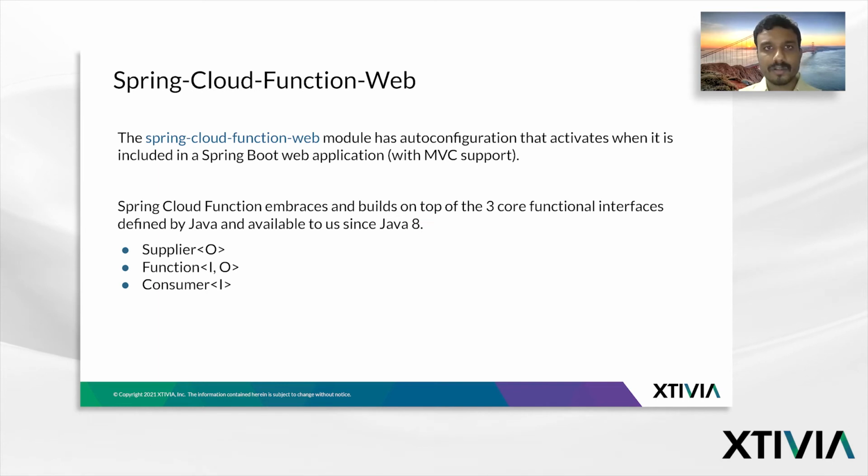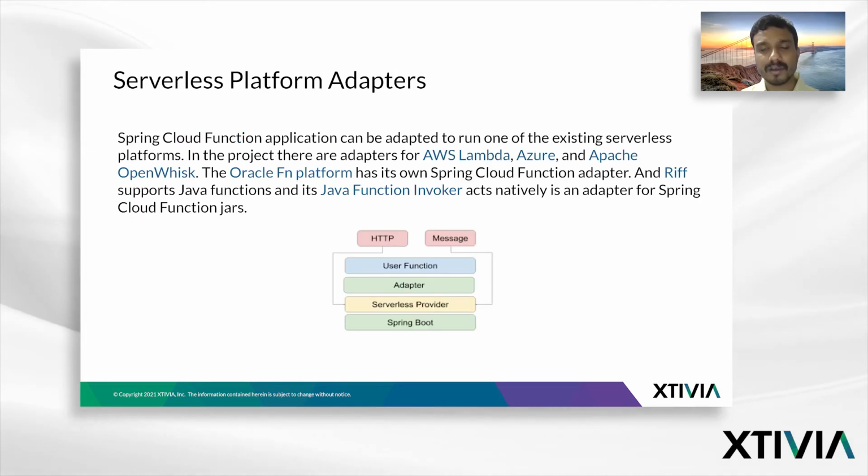Now, in order to do that, it will use something called adapters, as I mentioned. These adapters are different for different providers. So AWS Lambda will have a set of adapters. Azure will have a set of adapters. Apache is going to have a different set of adapters.